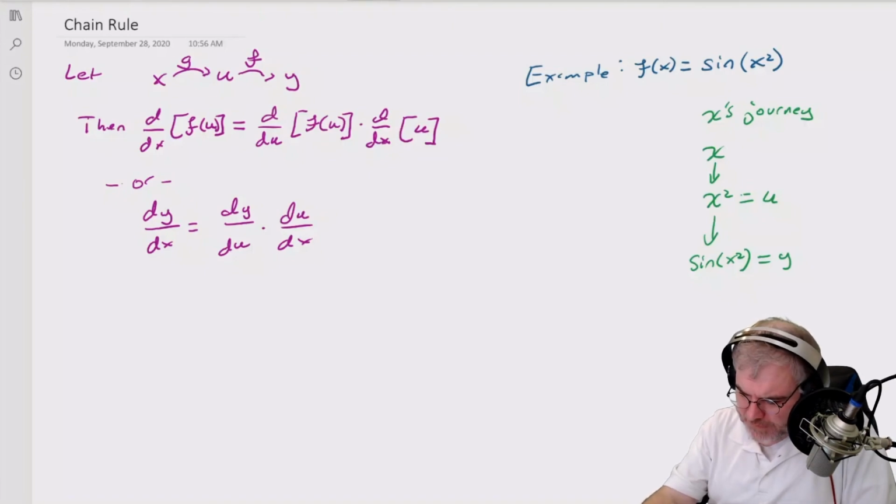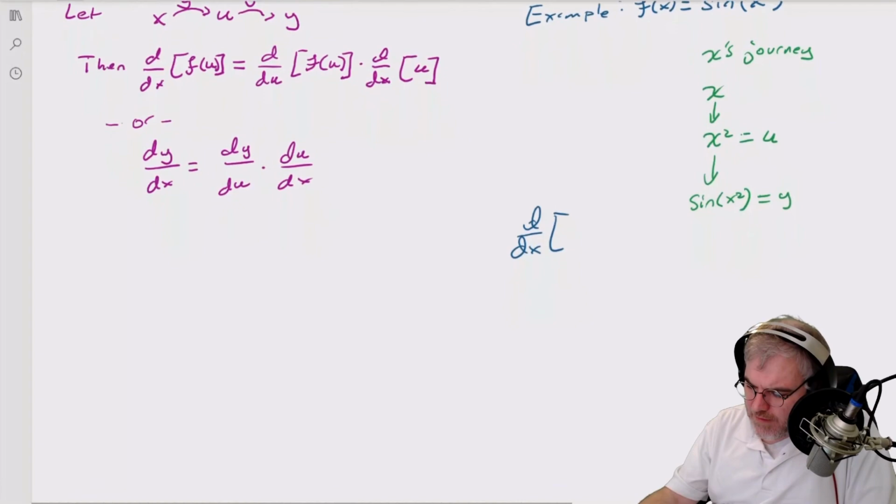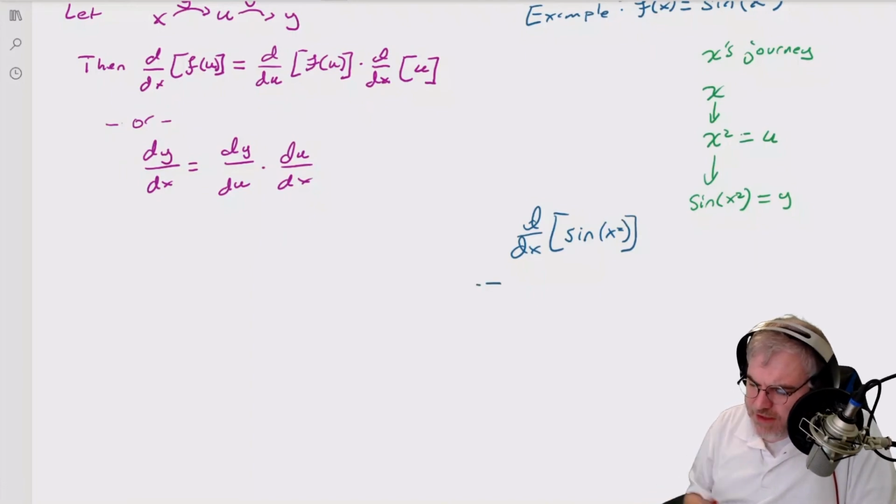Okay. So here's how it works. d over dx, note the x, of sine of x squared. All right. Now, what I'm going to do is I'm going to name something u. Let's move this over.